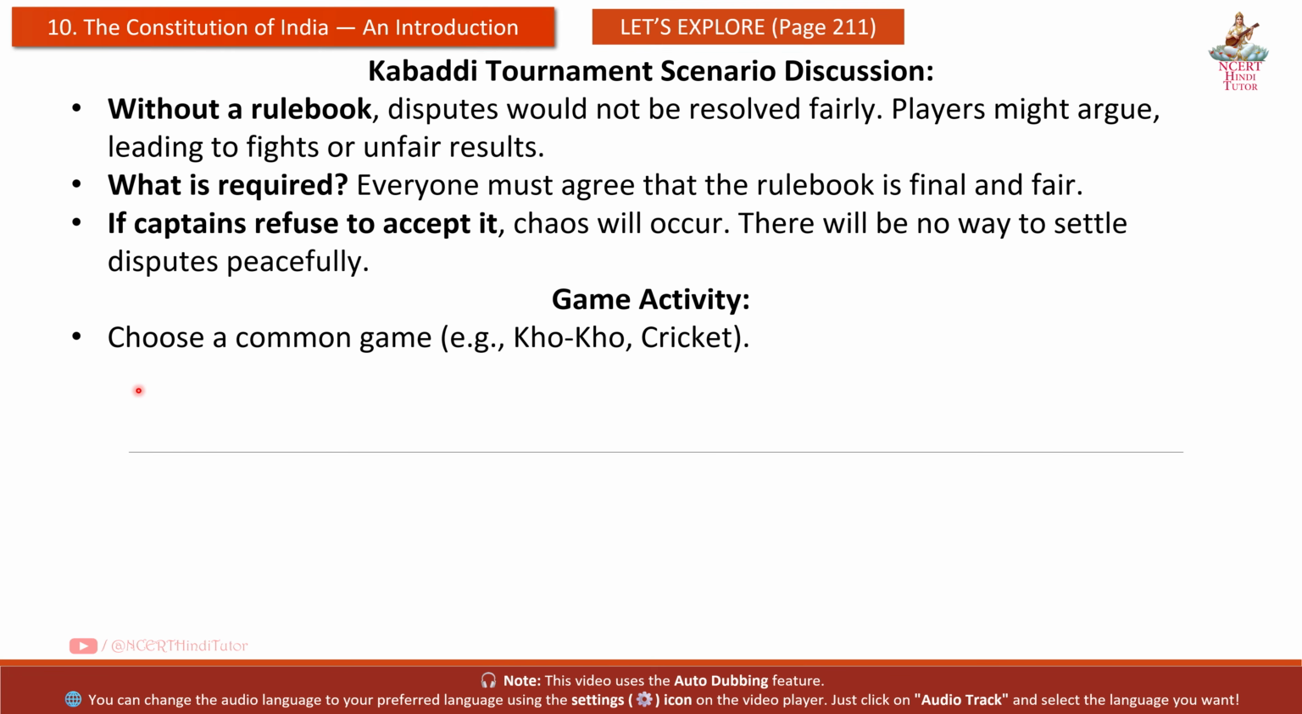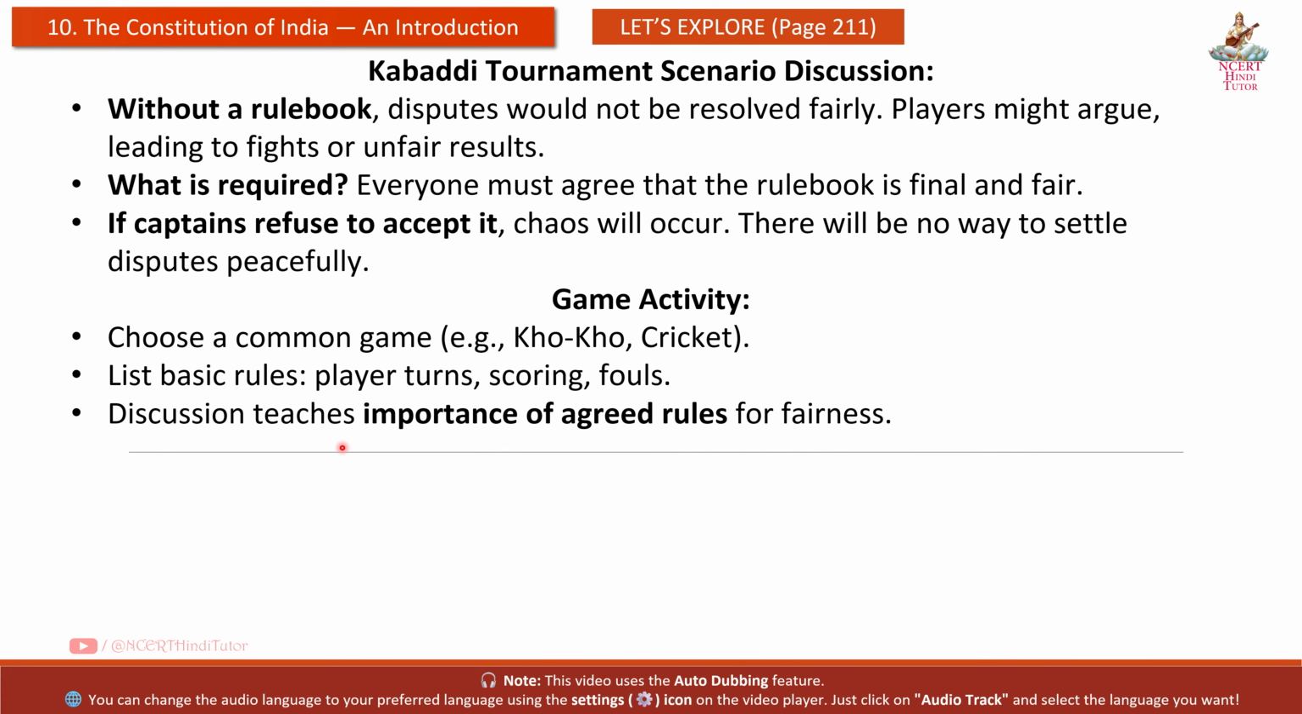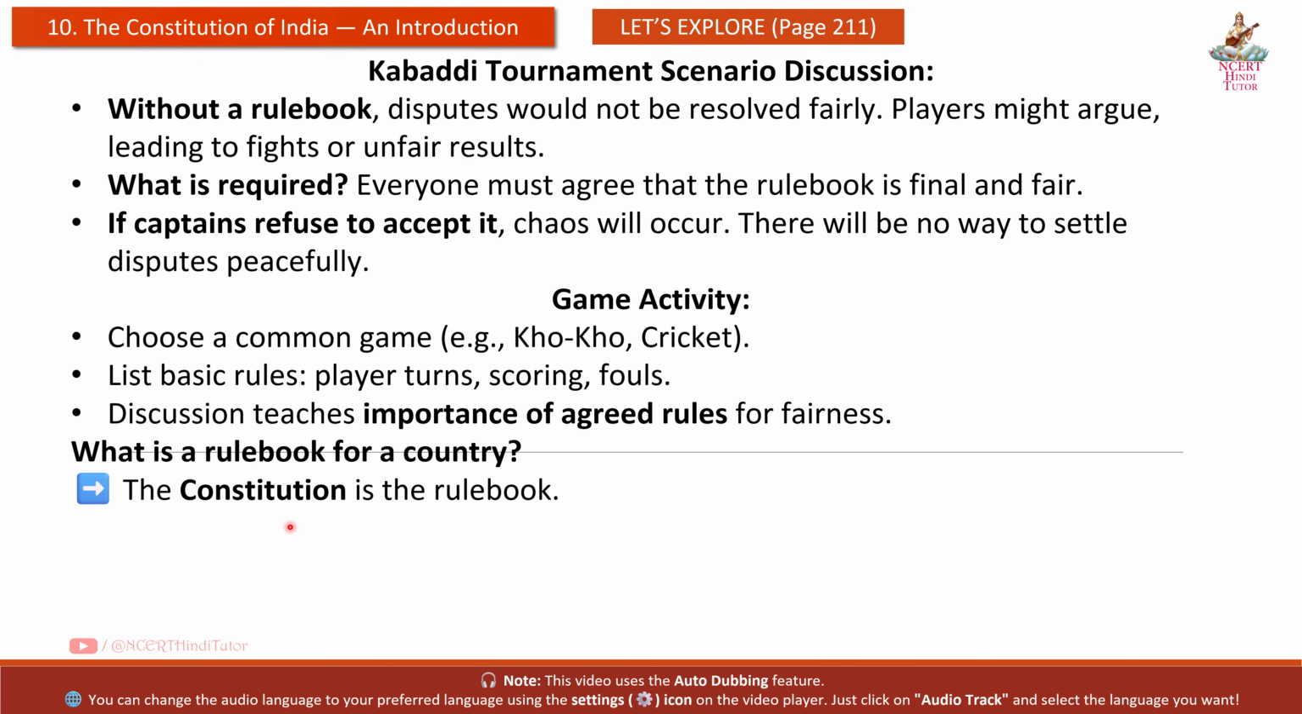Game activity: choose a common game, for example Kho Kho or cricket. List basic rules: player turns, scoring, fouls. Discussion teaches the importance of agreed rules for fairness. What is a rule book for a country? The constitution is the rule book. How is it made?